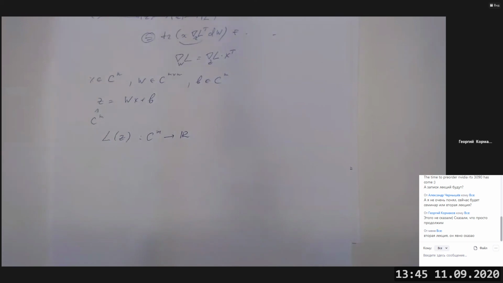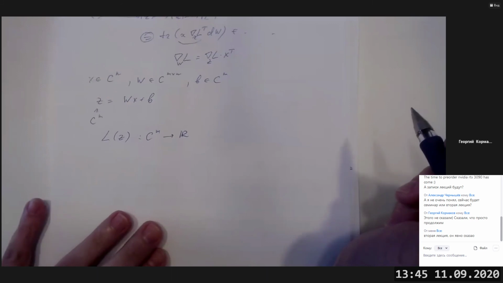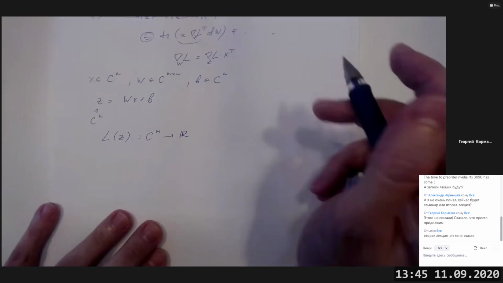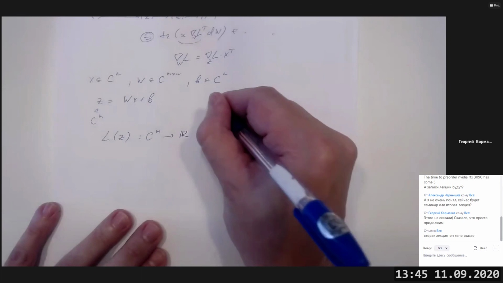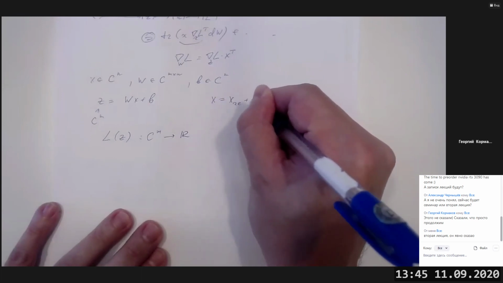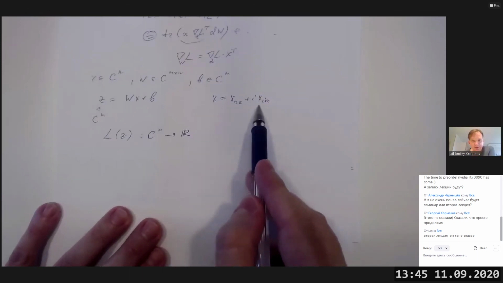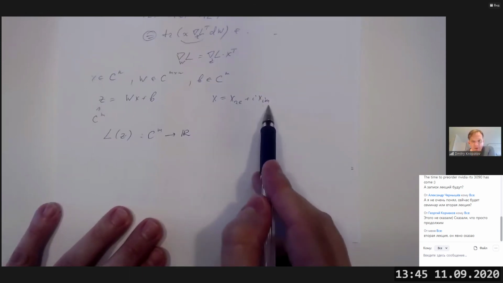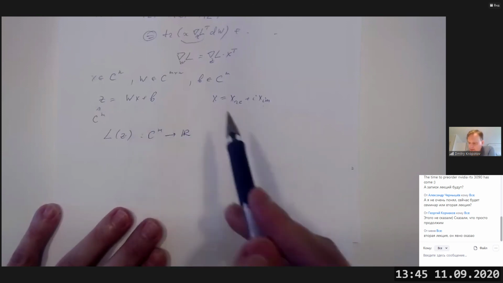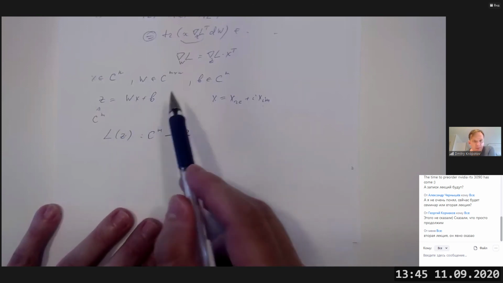Well, we could use some expressions with imaginary and real parts of all the matrices and vectors. So we write x is equal, for example, to u plus i times y, something like this, and we can differentiate this on imaginary and real part. So express x as a sum of real and imaginary parts. And in a similar way, we do with W and b.